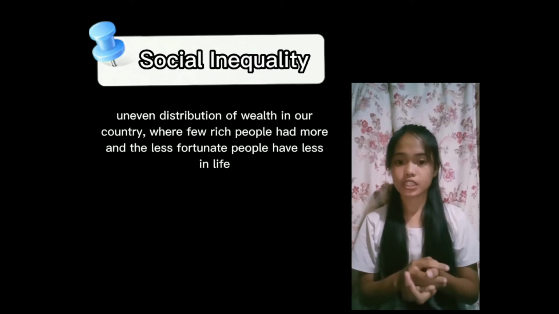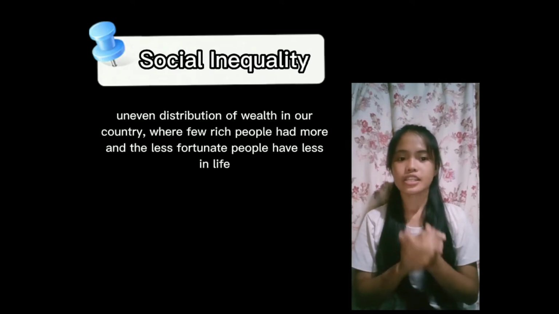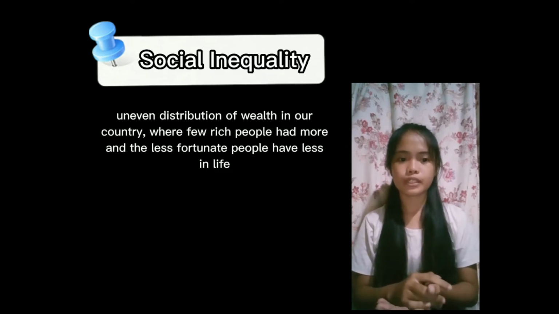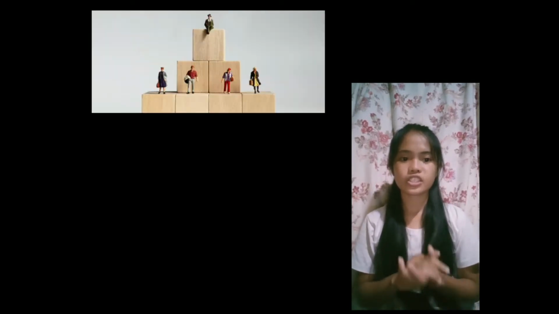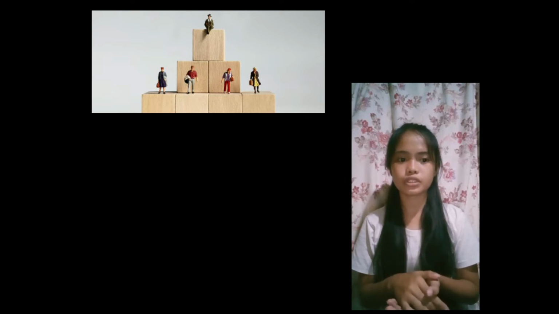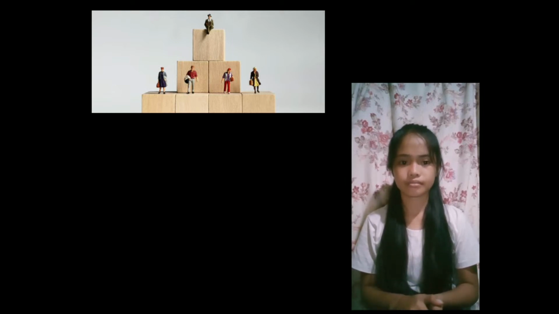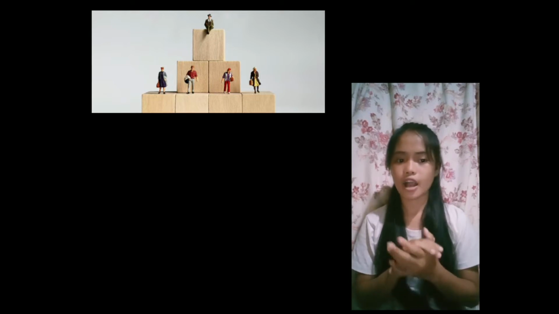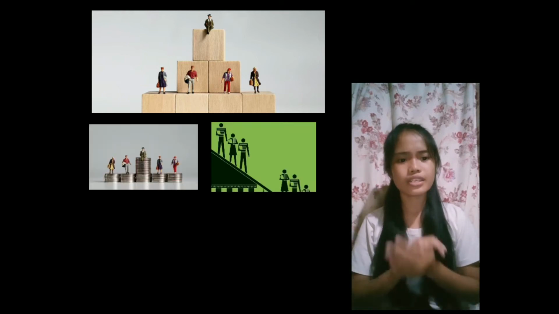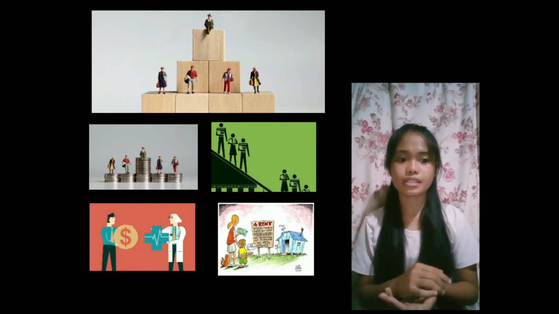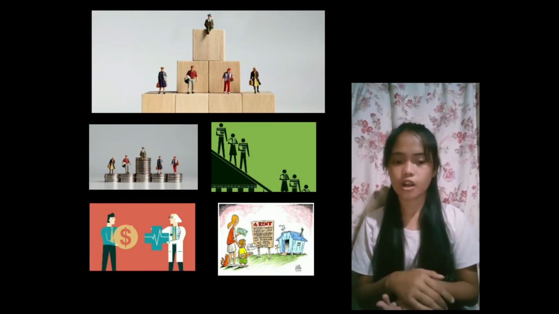Social inequality. What is social inequality? The best description of what social inequality is, is the uneven distribution of wealth in our country, where few rich people have more, and the less fortunate people have less in life. We often structure society by the way we divide people into different social classes, labeling the society as the upper class, middle class, and the lower or working class. These classes were often made on the basis of their jobs and income.